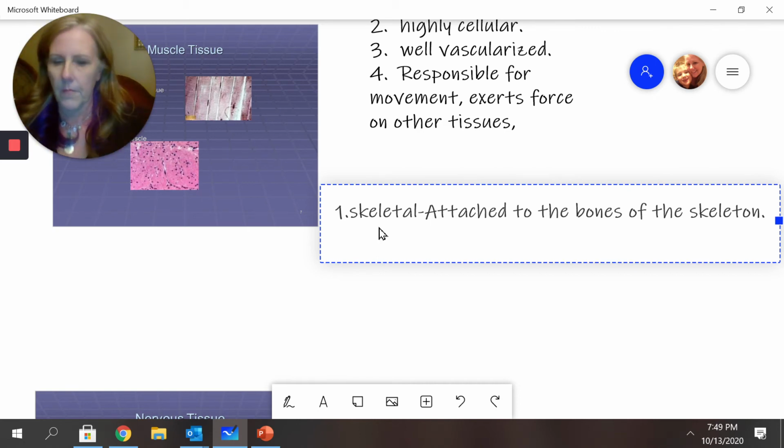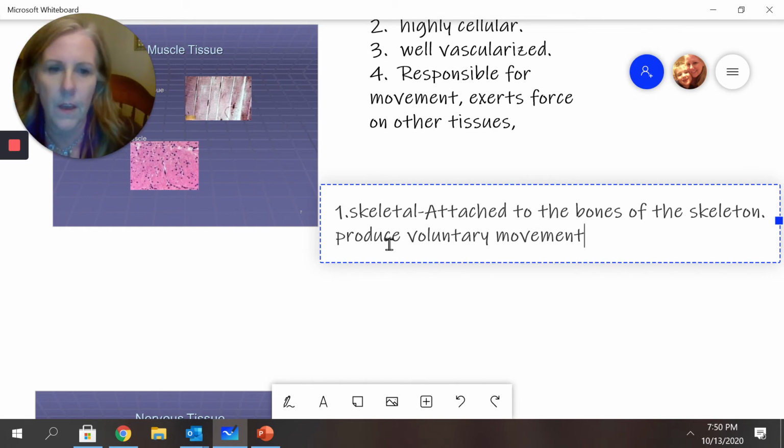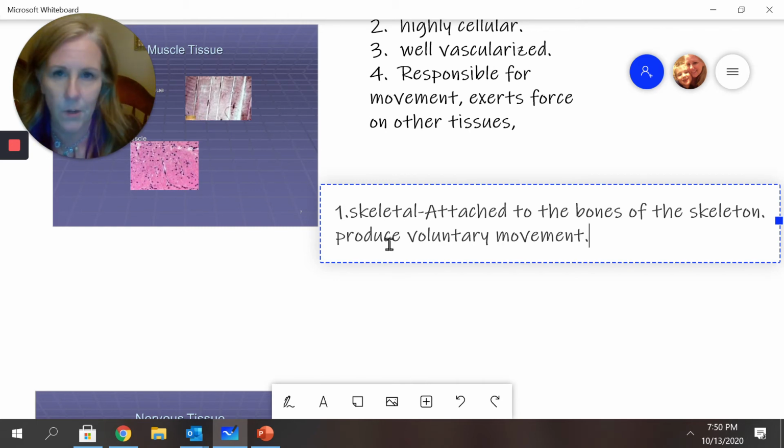Types of movement. The skeletal muscles produce voluntary movement. That means there has to be some intention in contracting the muscle. So we think of motor neurons. We are not at the neurons yet, but there is a conscious control over the muscles.